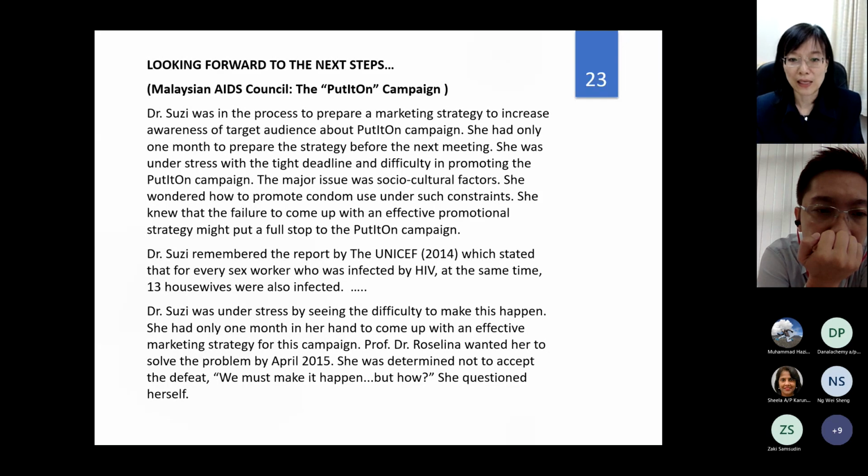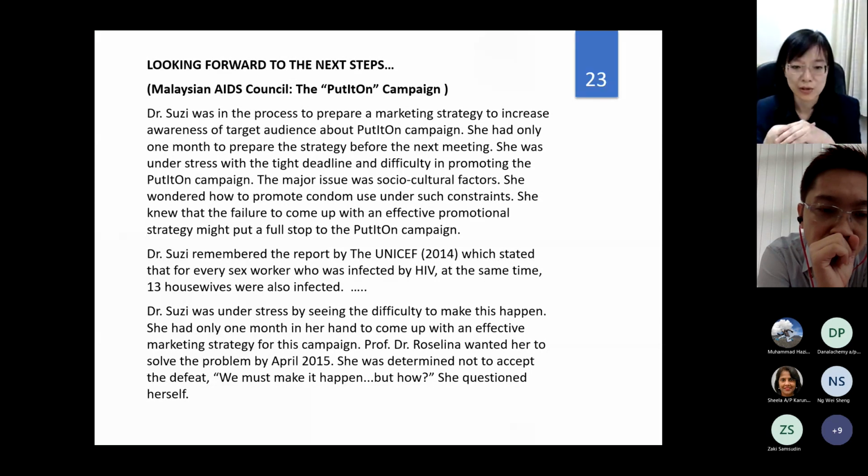She knew that the failure to come up with an effective promotional strategy might put a full stop to the Put It On campaign. Dr. Suzy remembered the report by the UNICEF, which stated that for every sex worker who was infected by HIV, at the same time, 13 housewives were also infected. And it goes on, so I just summarized the last part.